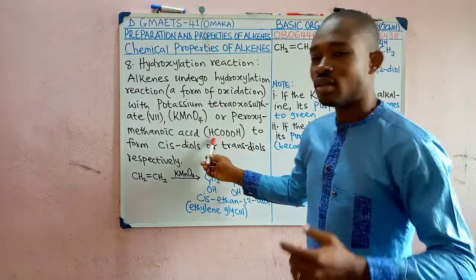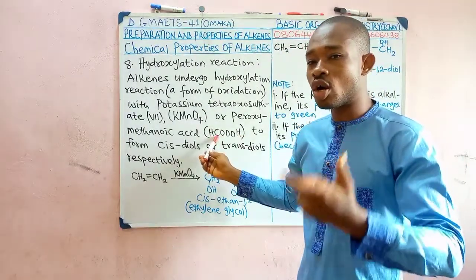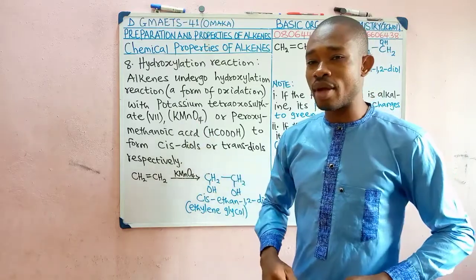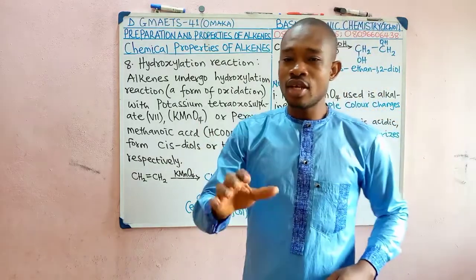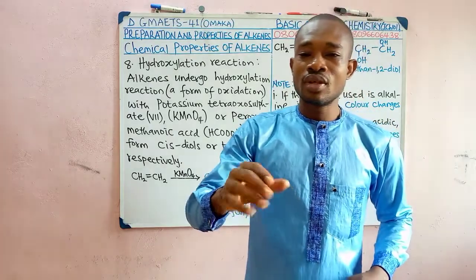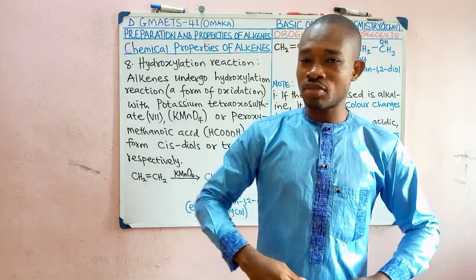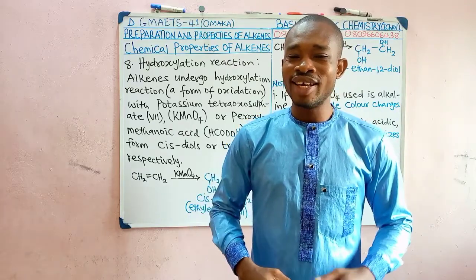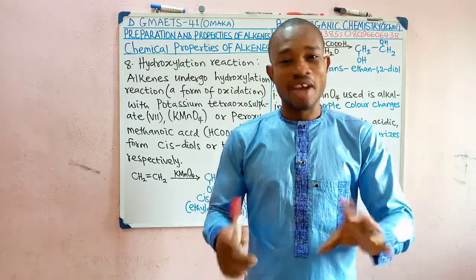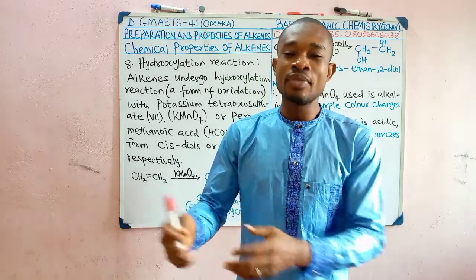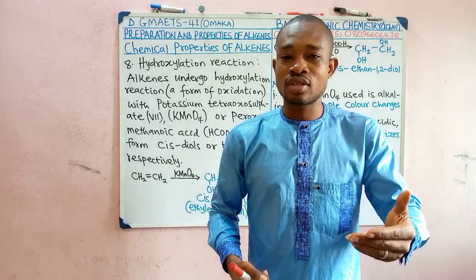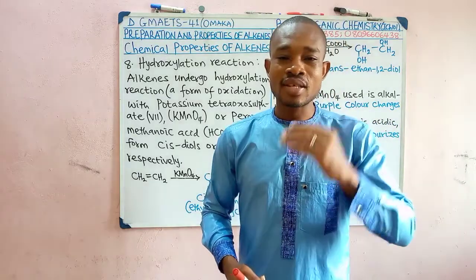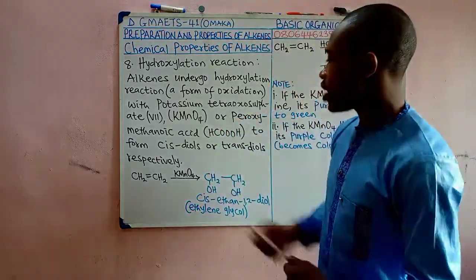Peroxymethanoic acid is HCOOOH. Then potassium permanganate is KMnO4. Now, when we use KMnO4, that is potassium tetraoxomanganate(VII), to carry out this hydroxylation reaction, the alkene is converted to a diol, the cis form, that is cis diol. That's what we have here.